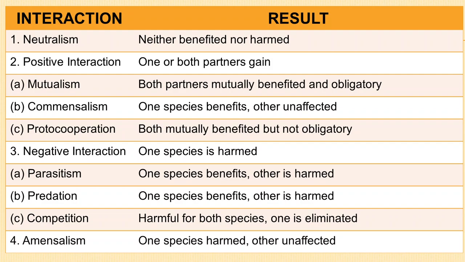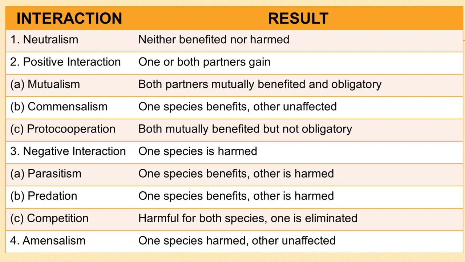So let's sum up the different interactions we have learned today. Mutualism: both partners are mutually benefited and obligatory. Commensalism: one species benefits, commensal, other is unaffected, the host. Protocooperation: both mutually benefited but not obligatory.